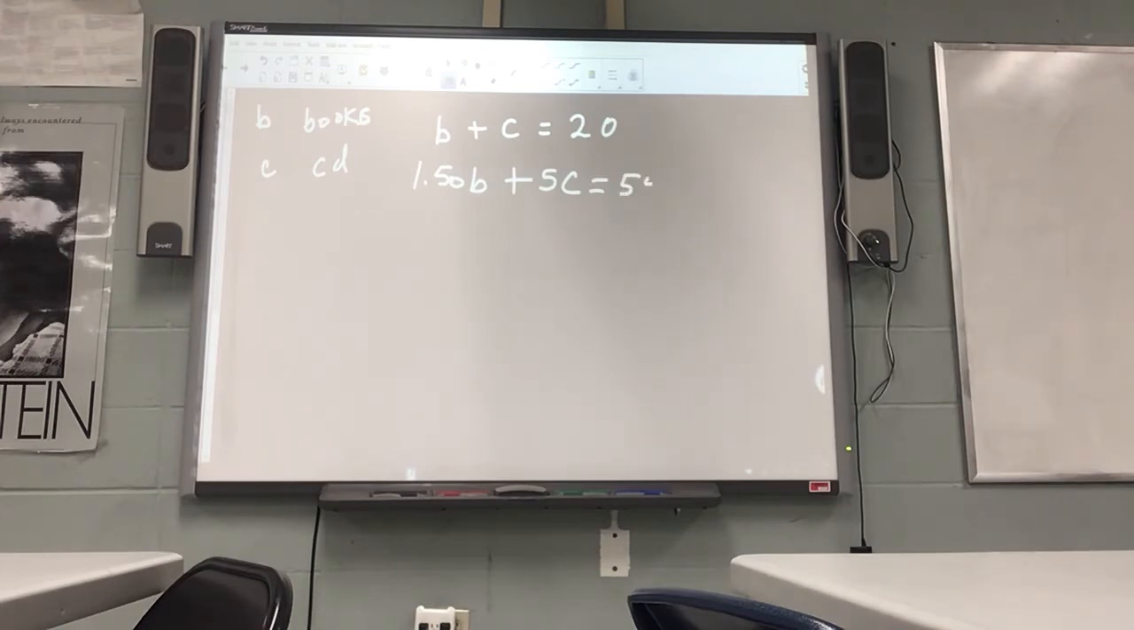Well then, why would you have the 20 right there? Because that's how many total items she bought. So my top equation deals with just the number of items, and my bottom equation deals with the money.